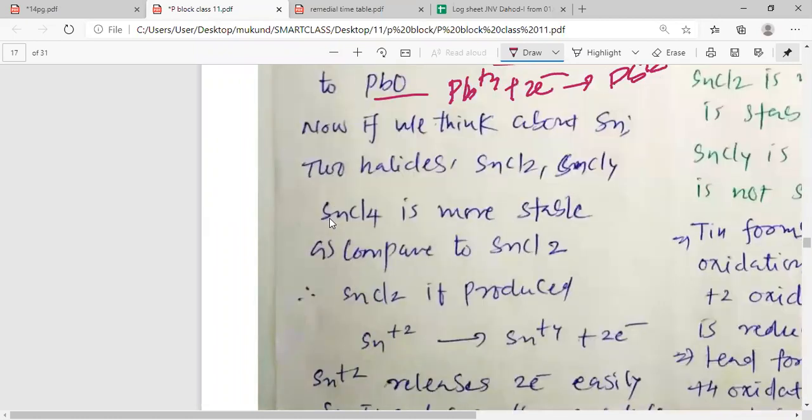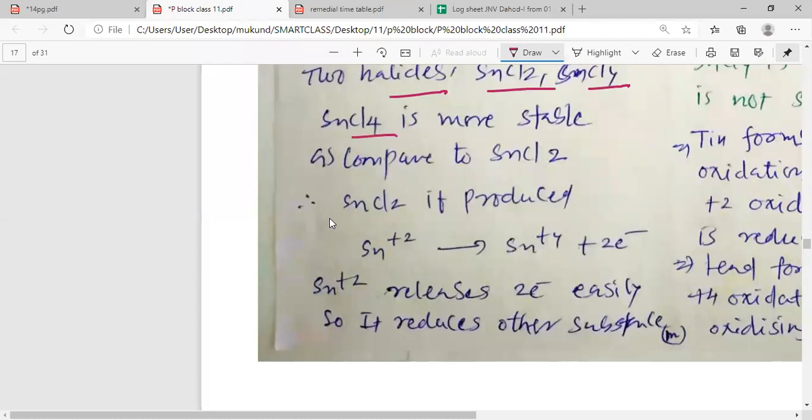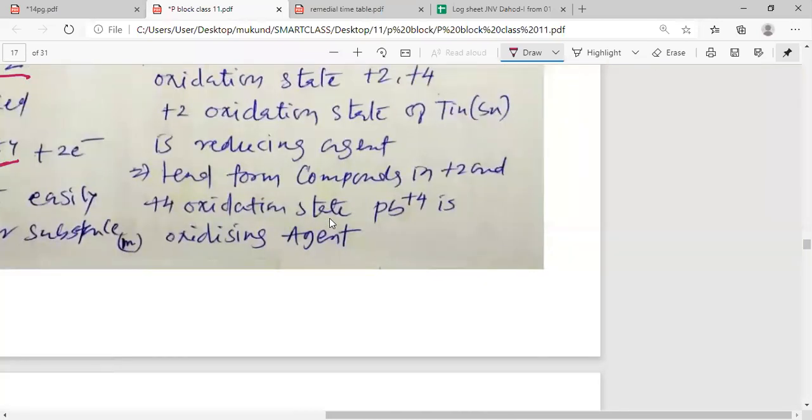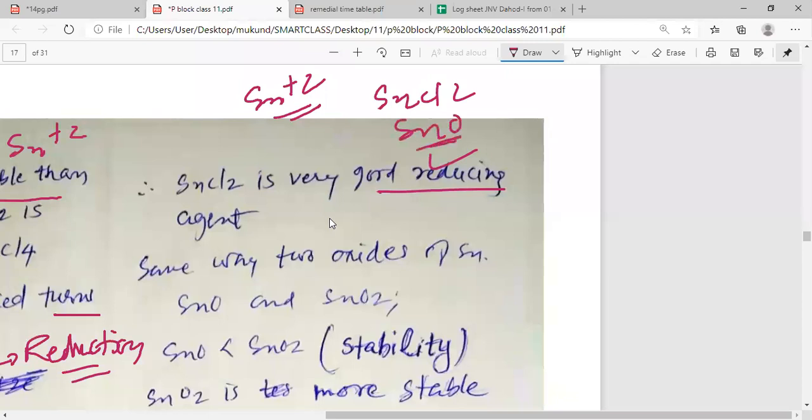Now if we think about Sn, two halides SnCl2 and SnCl4, SnCl4 is more stable as compared to SnCl2 because Sn plus 4 in tin is more stable than Sn plus 2. So SnCl2, if it is produced, turns to SnCl4. Sn plus 2 releases 2 electrons easily and reduces other substances. So we can say that Sn plus 2, whether SnCl2 or SnO, is a very good reducing agent. So please remember, my dear students, that Sn plus 2 is going to be a very good reducing agent, either in the form of SnCl2 or in the form of SnO.